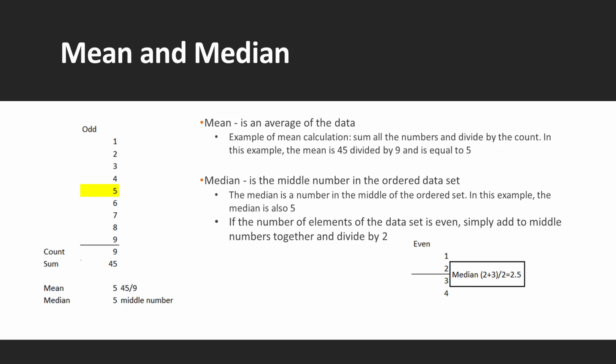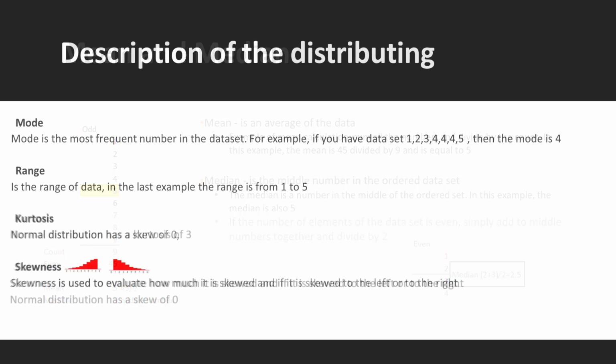The median is the number in the middle of the ordered set. Here the middle number is also 5. And if the number of elements is even, then you just simply add up those two middle numbers and divide by 2. Mode in statistics is the most frequent number in the data set. For example, if you have the data set that is on the screen, then you can clearly see that the most common number, or most frequent number, is 4.